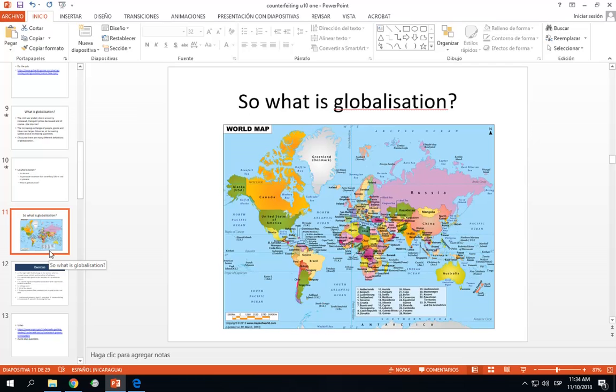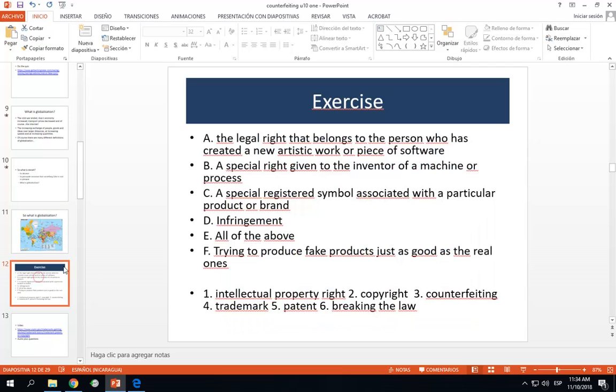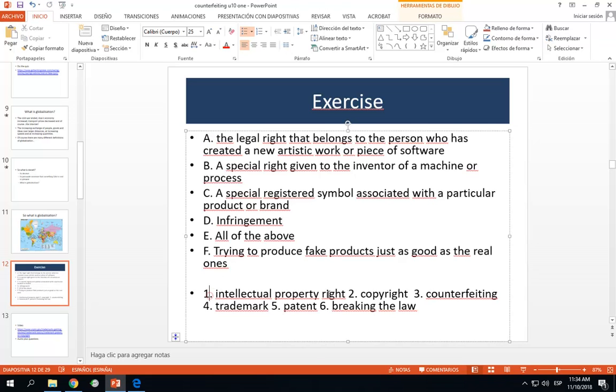Alright, now, there are different ways of counterfeiting. And we're gonna do a small exercise. With A, should be 1, 2, 3, 4, 5, or 6. You're gonna pause and you're gonna do this exercise, and then I'm gonna talk about the answers. Is that okay? So please pause now and do this exercise.